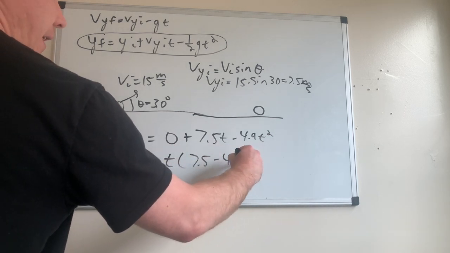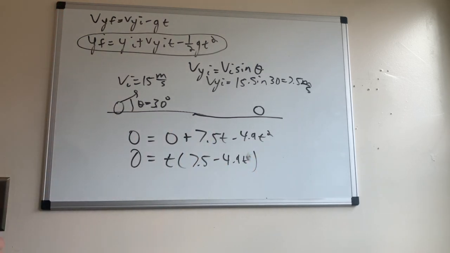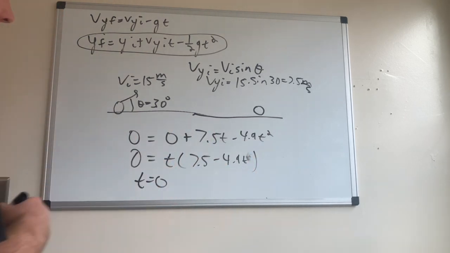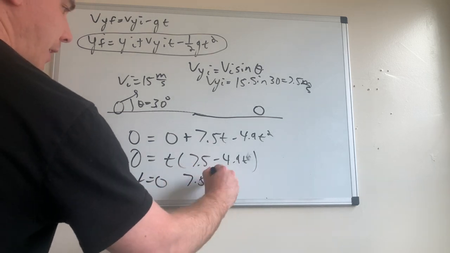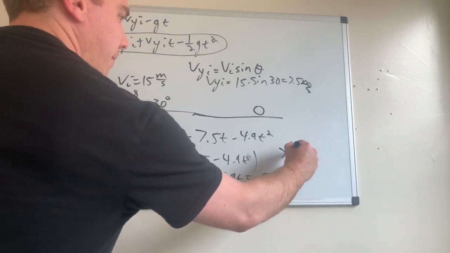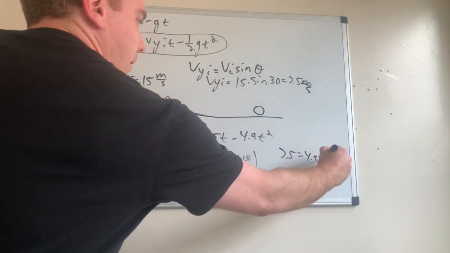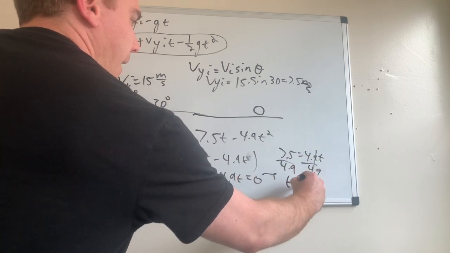And this is a quadratic equation. So I'm going to have two solutions. One of them tells me it starts on the ground. The other one will tell me the total time it's in the air. I'm going to get that the total time it's in the air is 7.5 divided by 4.9.